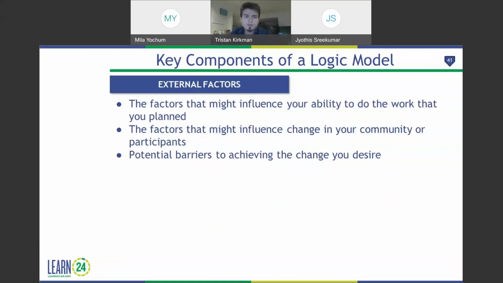So I'm going to be talking about external factors. External factors are the factors that might influence your ability to do the work that you planned, and the factors that might influence the change in your community or participants. This also specifically includes the potential barriers to achieving the change you desire. Examples of external factors that might affect the success of that nutrition assistance program: they would need to convince small grocery stores in the community to carry healthier options. If that doesn't work, that could impact the effectiveness of their program. Political or governmental changes might result in a reduction in the nutrition stipends they could offer. These external factors that are outside of their control could still influence the success of their program.